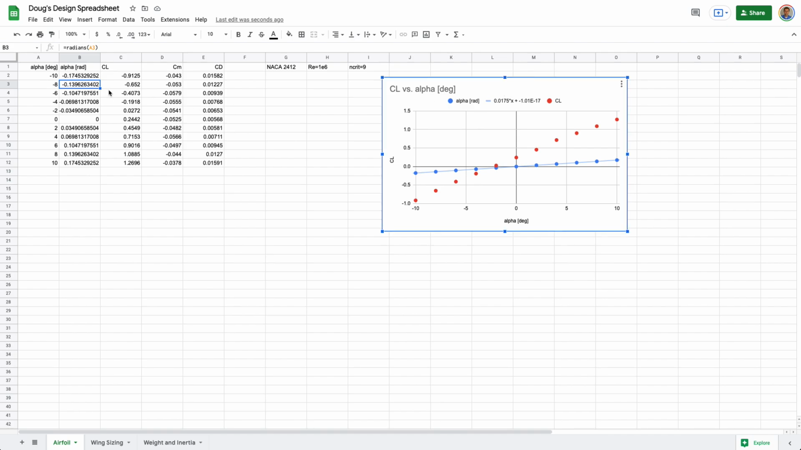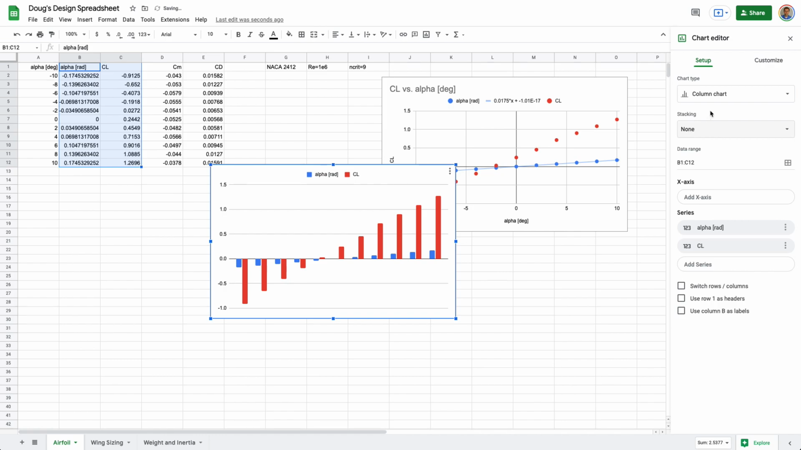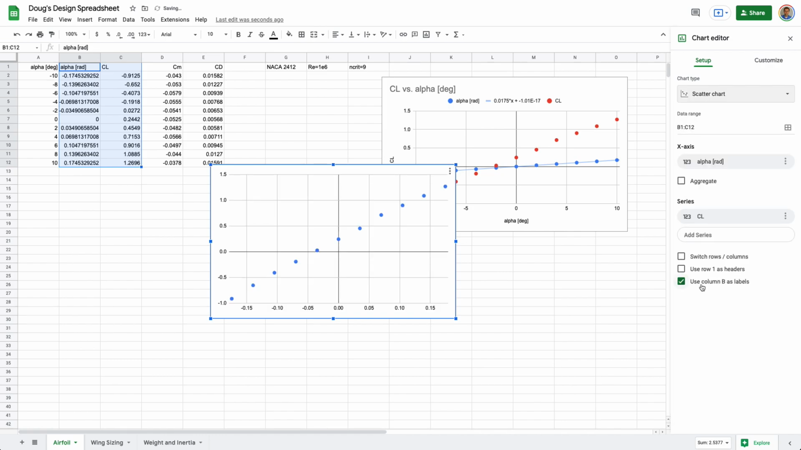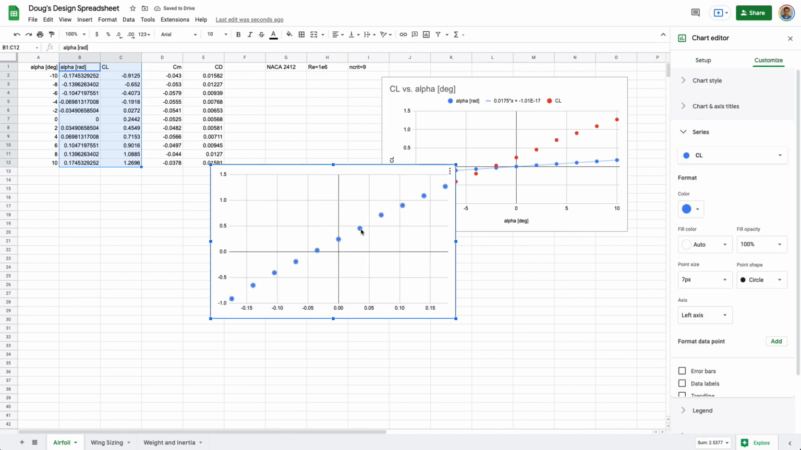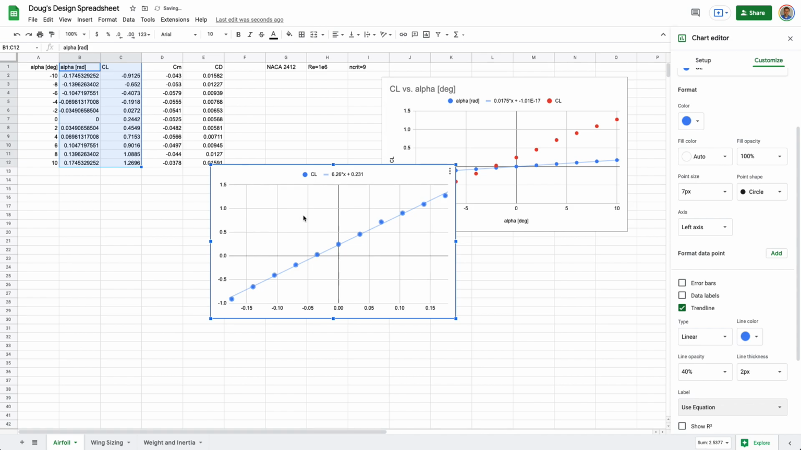And so I'm actually going to redo this plot here, lift coefficient as a function of radians. So let's insert a chart. And again, we've got to change that to a scatter. We'll fit a line through that. So here's our trend line, and we'll put the equation on there. Okay, the reason I like this in radians, and some software packages actually require that you do this in radians, is because of this slope right here.